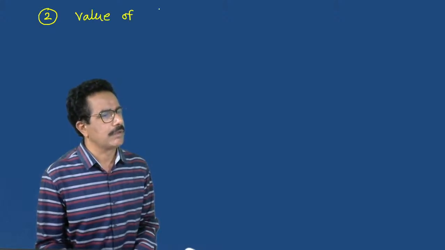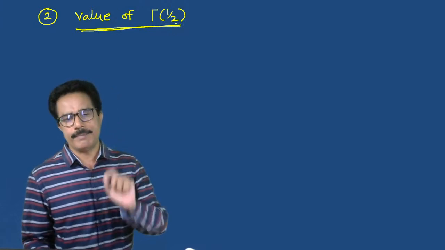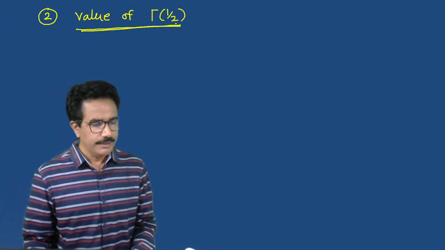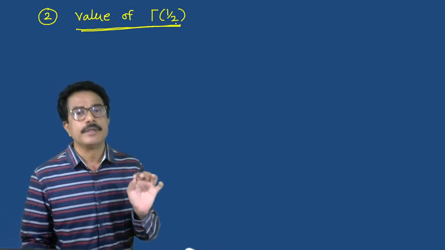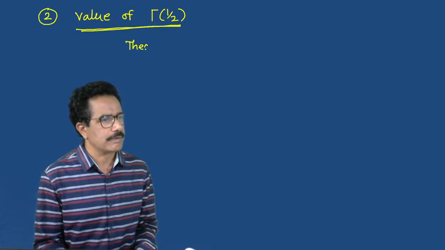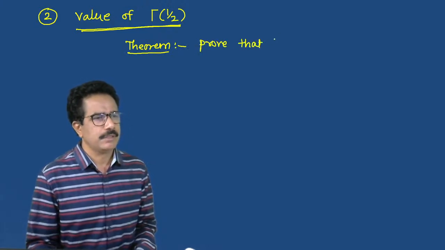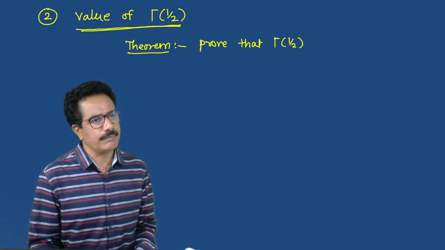Second heading: value of gamma 1 by 2. How to calculate the value of gamma 1 by 2 we shall discuss here. For this purpose we have to prove one theorem. Prove that gamma 1 by 2 is equal to root pi.